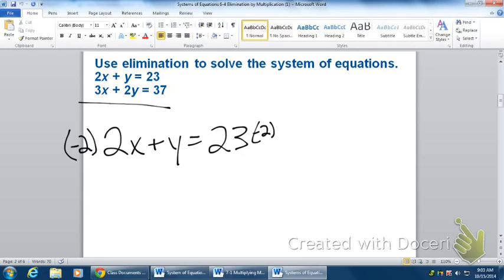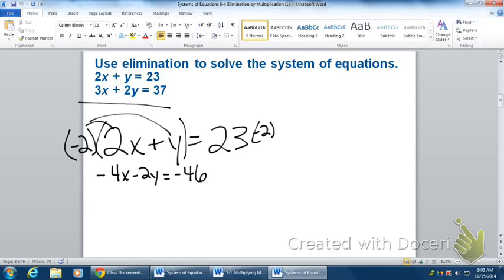So once you do that, you need to distribute this -2 times the 2x and times y. So that gives you a -4x, a -2y, and a -46. If you're thinking, why the heck did we do that?